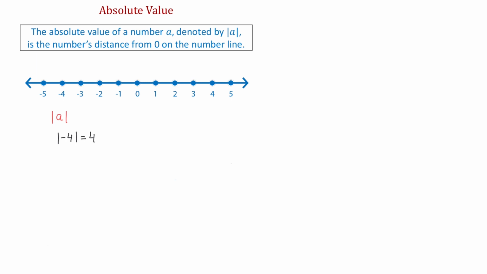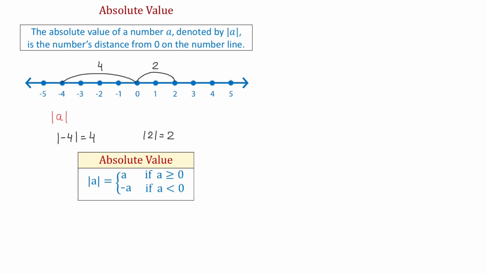This is because -4 is 4 units from 0. The absolute value of 2 is 2, because 2 is 2 units from 0. Now let's see the algebraic definition of absolute value. The absolute value of a equals a if a is greater than or equal to 0, and it is negative a if a is less than 0.